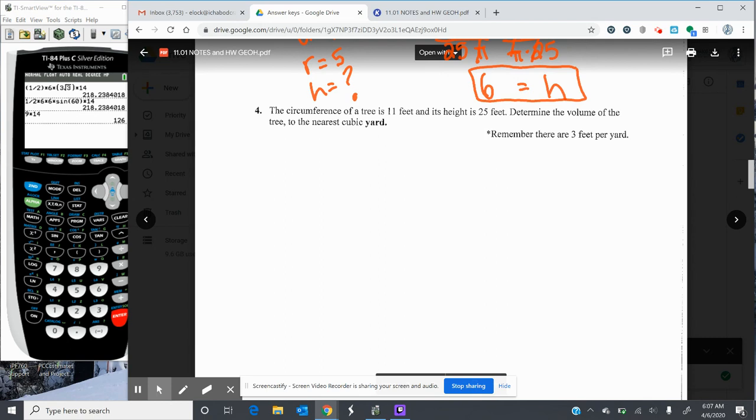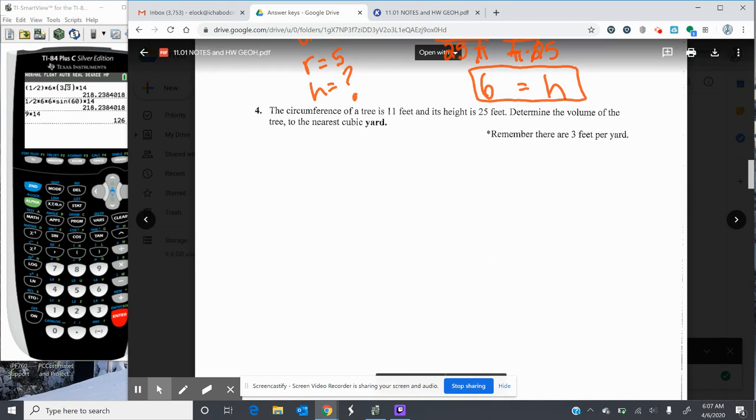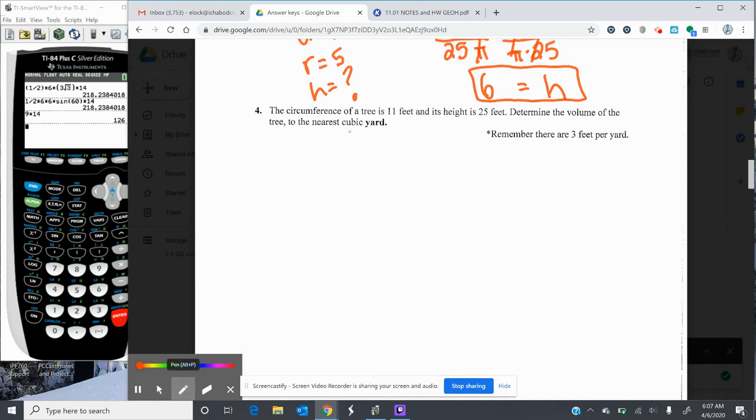It's going to have a little bit of work going on. The circumference of a tree is 11 feet and its height is 25 feet. Determine the volume of the tree to the nearest cubic yard. So that's in bold. That's going to be important. Nearest cubic yard.